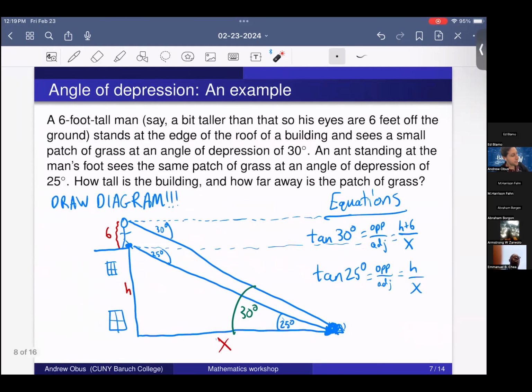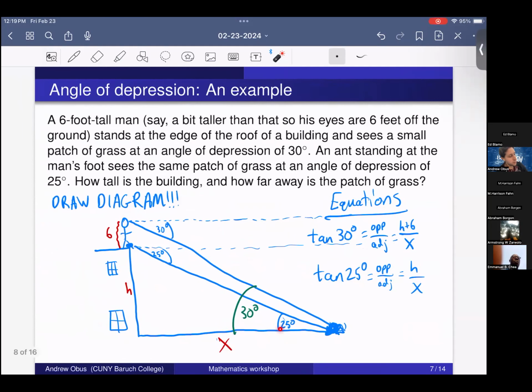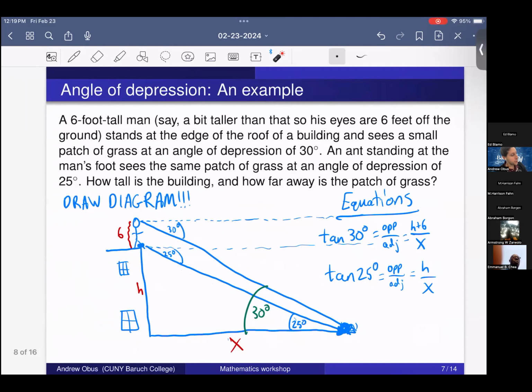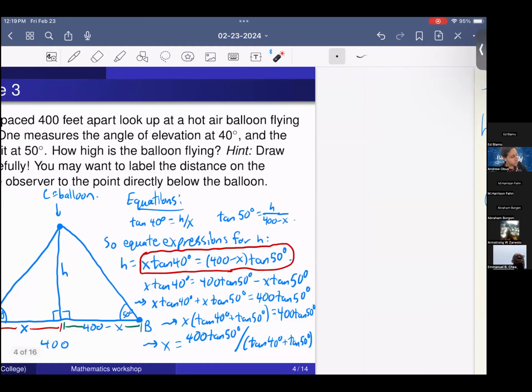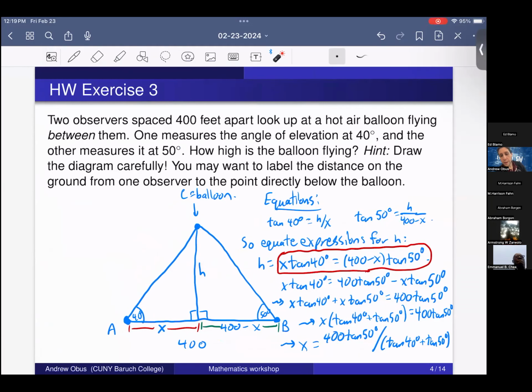So in this case, we have these two triangles. In the earlier case, we had these two triangles, 1 and 2. But there's always going to be two triangles. They're always going to have a side in common. And you can use trigonometry to equate two expressions for that side. And once you have that, you're able to solve for one variable, and then you're able to solve for the other variable. Okay, so that's how all of these work.